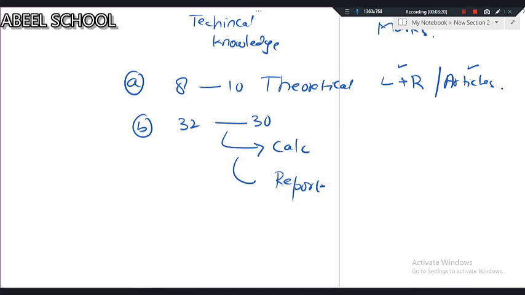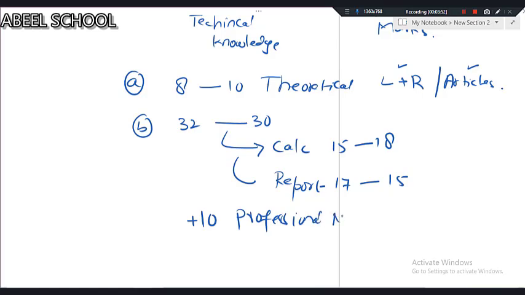So normally the calculation part in part B ranges between 15 to 18 marks. Then when it comes to the report, if for example the calculation area is 15 marks, then the report will be on 17. So again the report ranges from 15 to 17 marks. Then definitely you will be getting plus 10 professional marks.